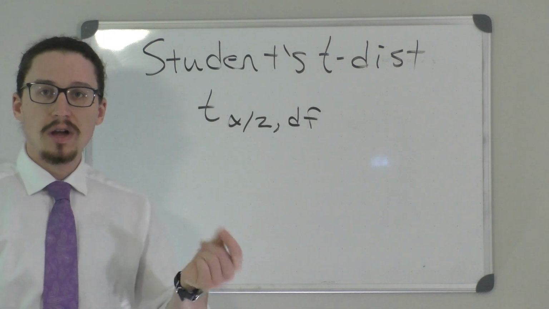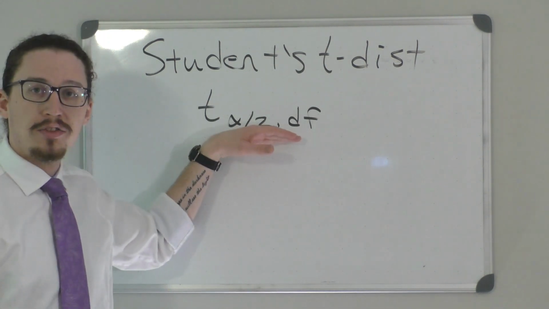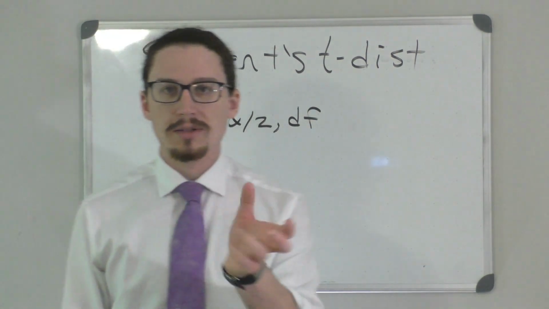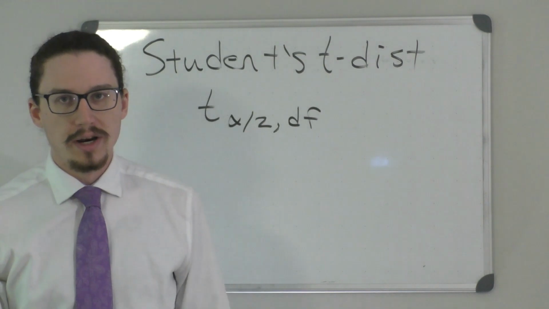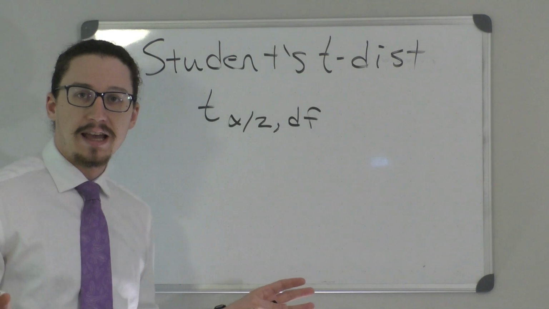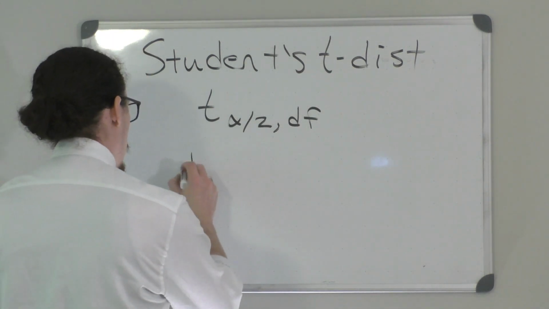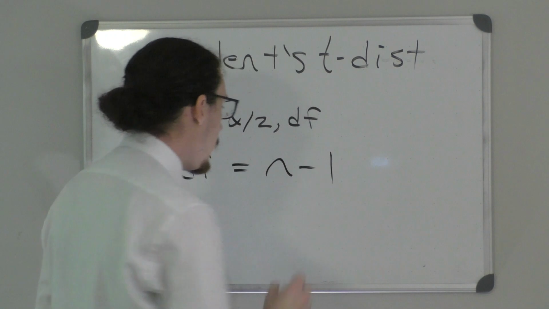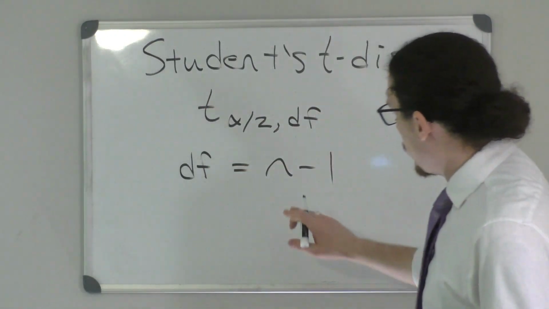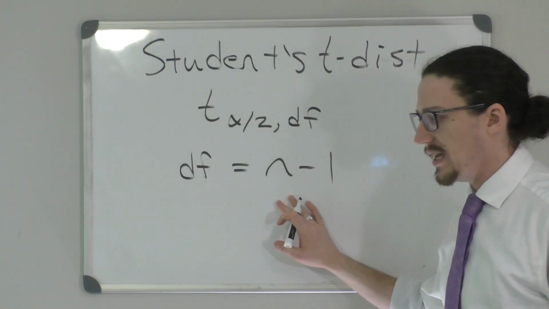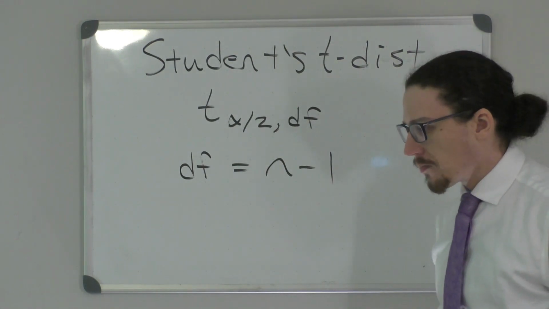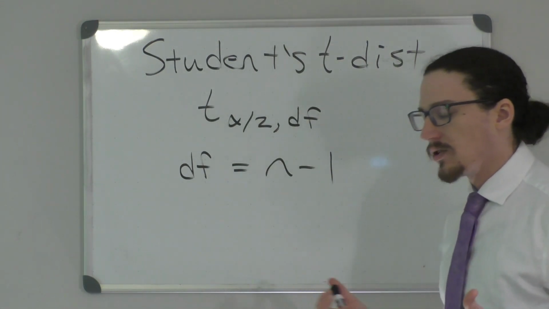You will see this written as t alpha divided by 2, comma df. This is all in the subscript. This is just telling you how to find that t, that critical value. You're not supposed to multiply these together, add them together, or anything like that. Alpha divided by 2 is going to work just like it has in the past. The df stands for degrees of freedom, and the degrees of freedom are equal to n minus 1.